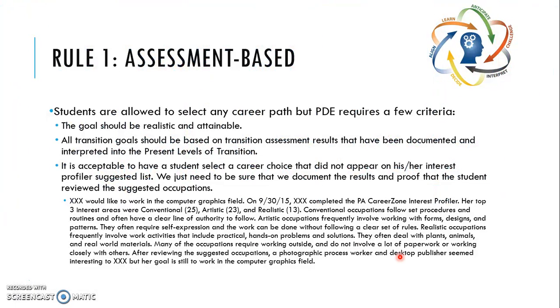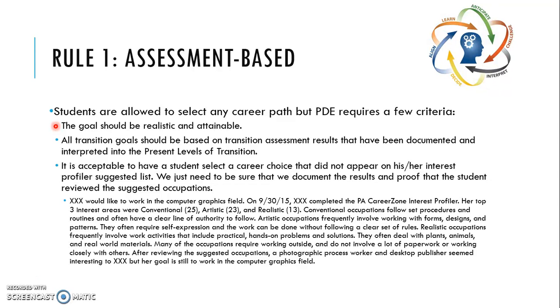The first rule is that everything needs to be assessment based. Students are allowed to select any career path they want. It's up to them. But PDE requires a few criteria for us to follow. The first one is that the goal should be realistic and attainable. We talk about this over and over. We need to try to make sure that the students are choosing a career path that they can actually attain, that it's realistic for them and their abilities.